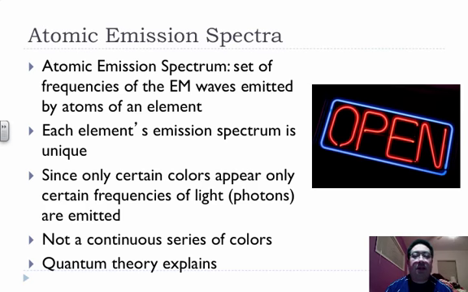The atomic emission spectra is another idea behind Planck's equation, which we did a lab on and talked about a little bit today. The idea is that a set of frequencies of EM waves is emitted by atoms of an element, which we see as light. Each element has its own fingerprint, or unique emission spectrum, and this is why only colors of certain frequencies and wavelengths are given off for a particular element. It's not a continuous series of colors. In other words, each atom will give off different colors. The quantum theory predicts this. We're not going to get into it too deeply, but if you are brave enough to try AP Chem, you'll get into this in much more detail.